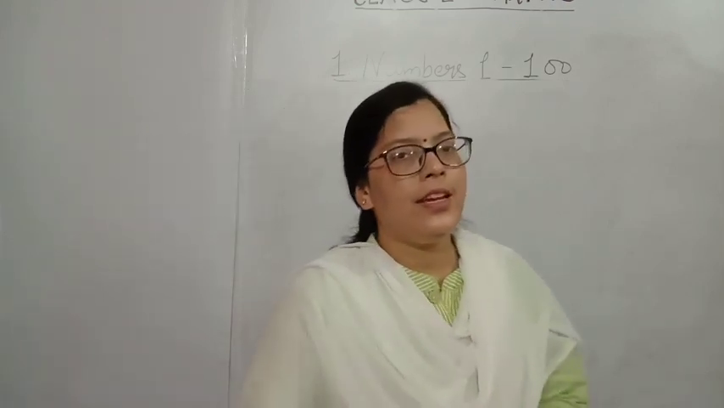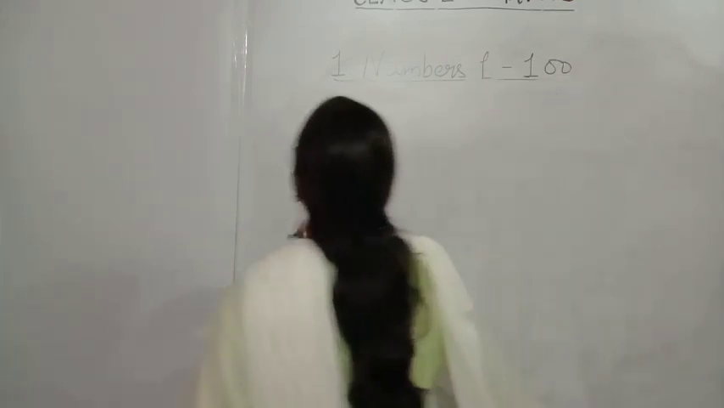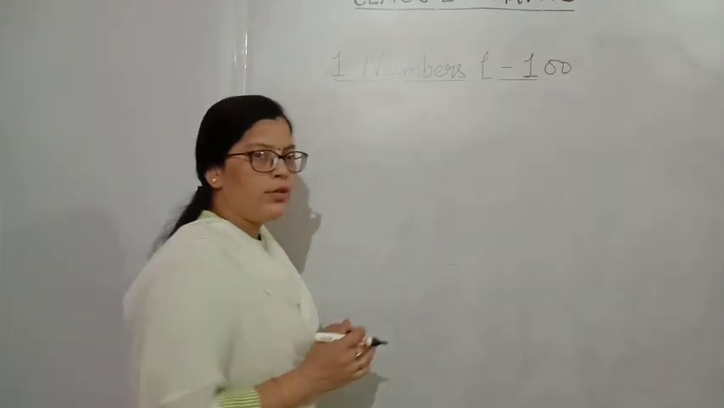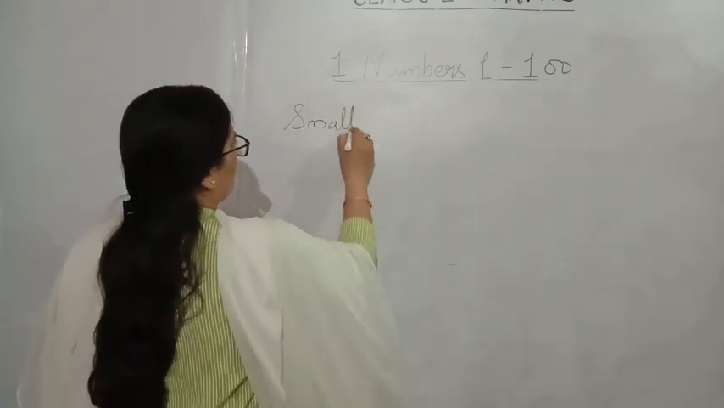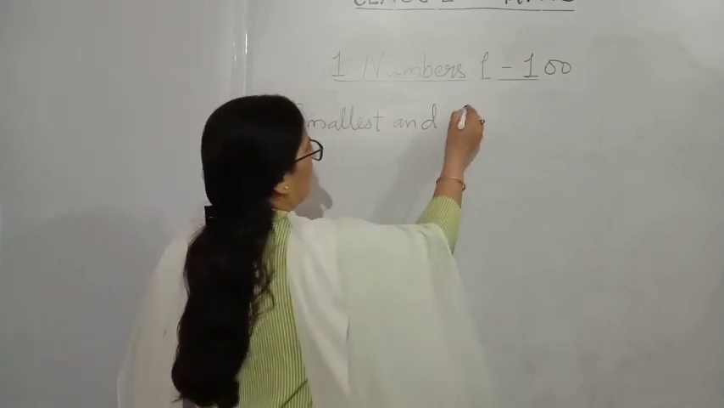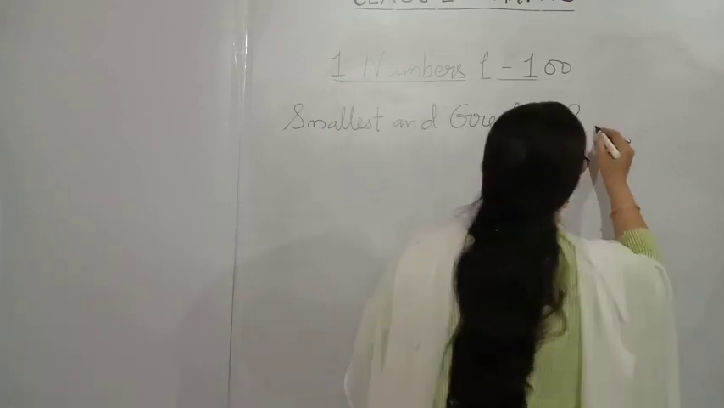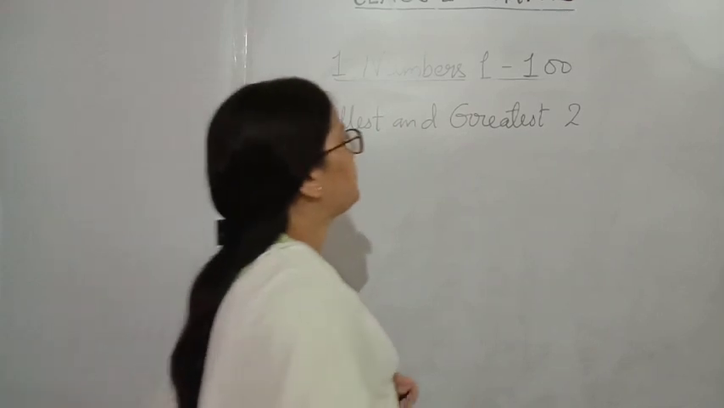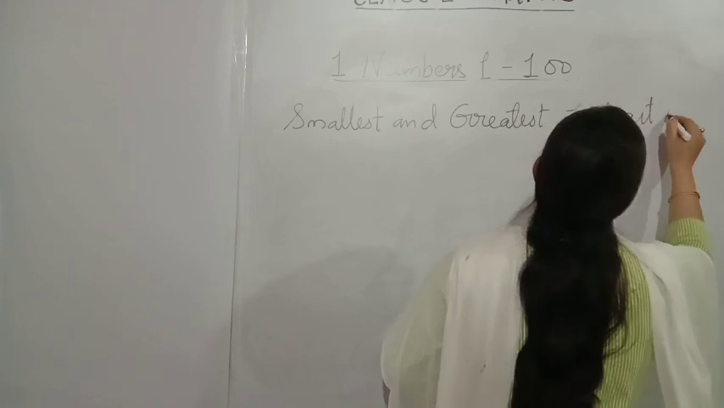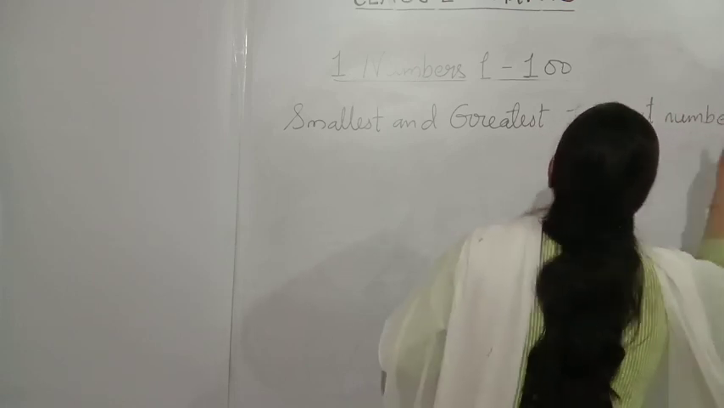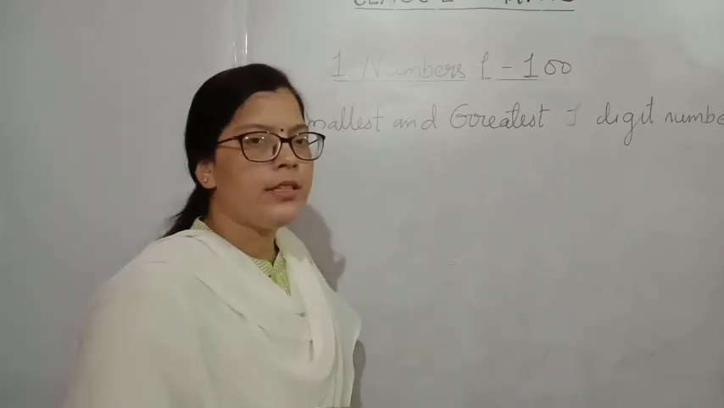So let us recap what we have learned today. Okay. So first of all, the digits which are used to form the numbers. Okay. Then the smallest and greatest one digit number. So which is the smallest one digit number? It is 1, and greatest one digit number is 9.